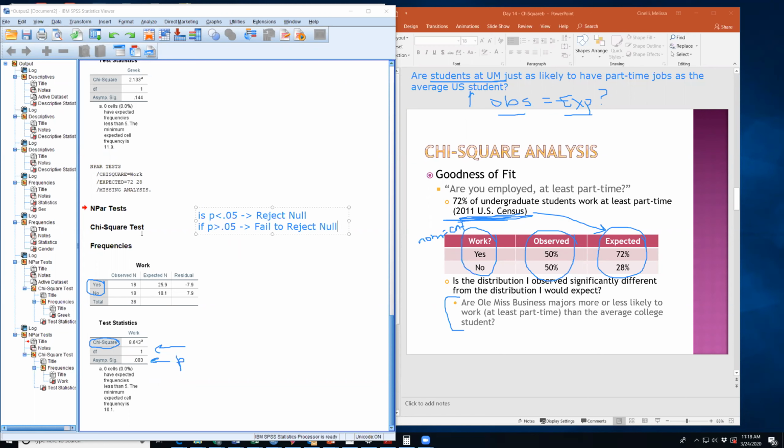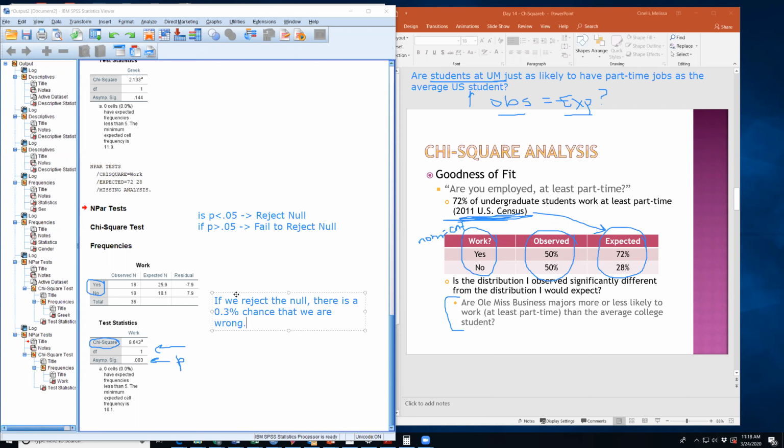All right, and remember, if it helps you with the interpretation of what this means, this p-value is telling us that there is a 0.3% chance, let me write it this way, if we reject the null, there is a 0.3% chance that we are wrong. All right, so there's a 0.3% chance of committing an error if we reject the null hypothesis here.